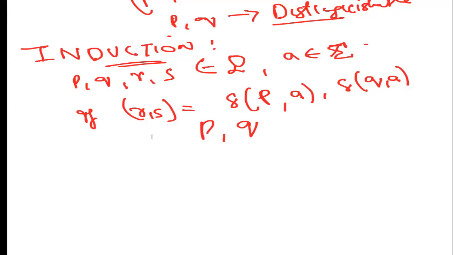So we will use the basis and the induction and try to see which states are distinguishable, and at the end we will see some states which are not distinguishable. Those states are equivalent and we'll merge them. These things will be more clear when we take up an example. Let us take an example.